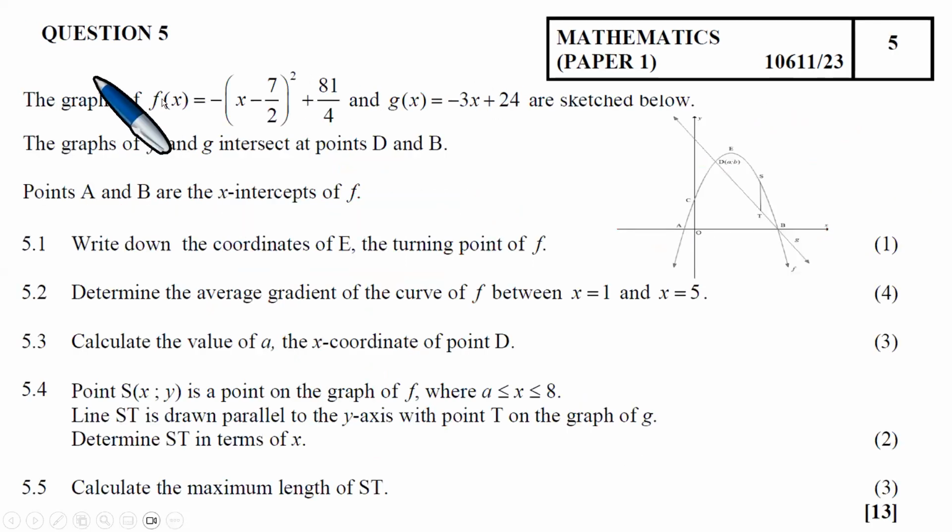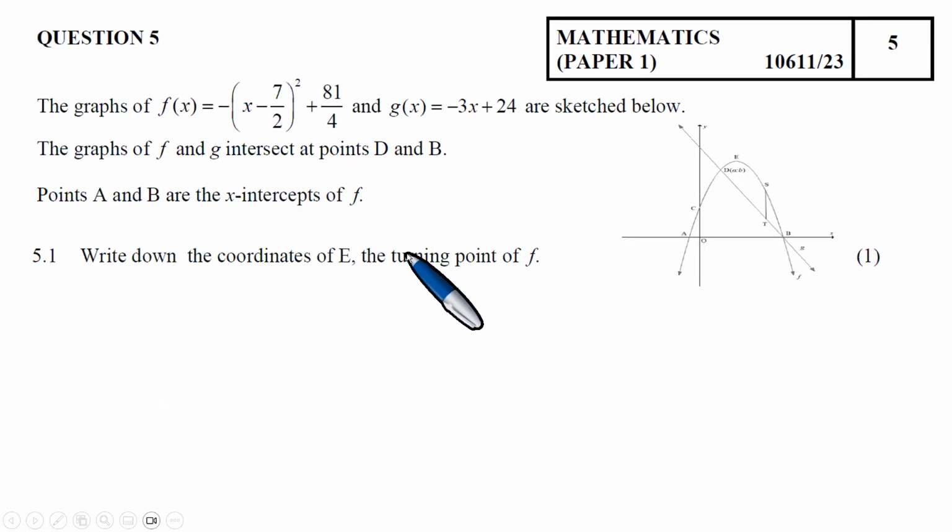Right, if you look at the graph here now, there's another graph, which is the rectangular parabola, but also you have a straight line graph that has been given. The graph has been drawn here for us, and we need to write down the coordinates of the turning point. Let's get started with the questions.